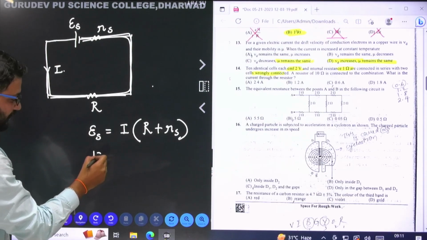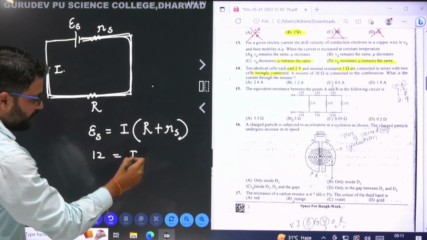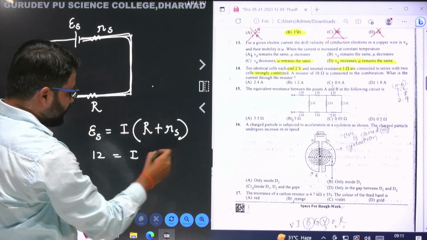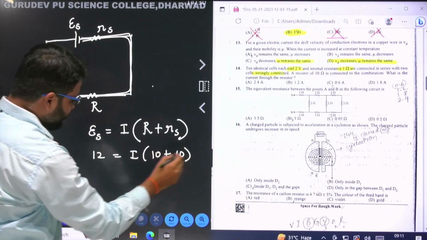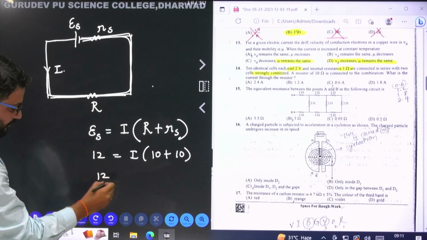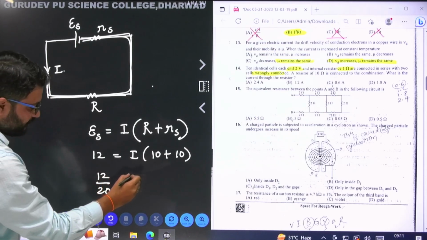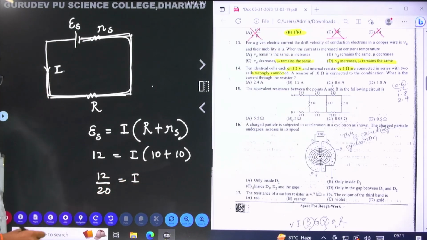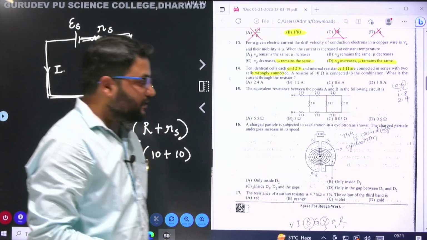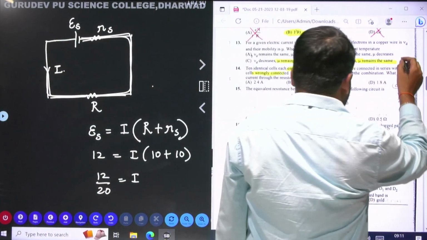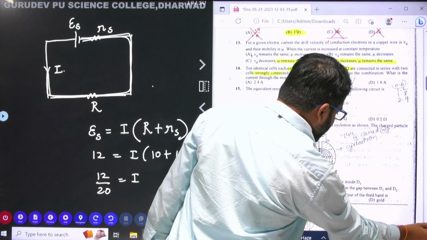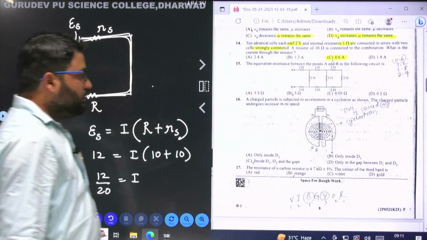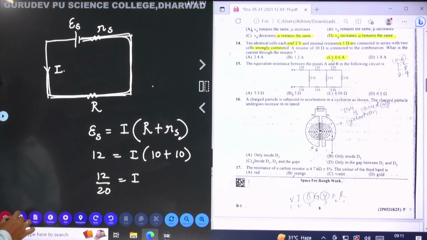ES is already given as 12, and this is I, and here the external resistor is 10 ohms. 10 plus RS, which I have also found out, is 10. So this would be 12 divided by 20 is equal to I, and you can clearly say that the answer is 0.6 ampere for this one. The answer for this question is 0.6 amperes. So let's move to the next question.